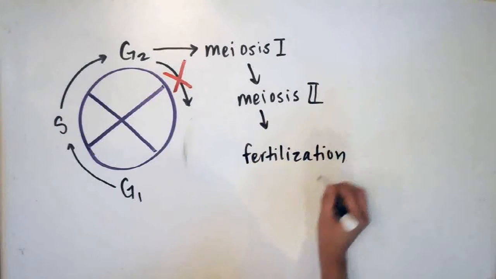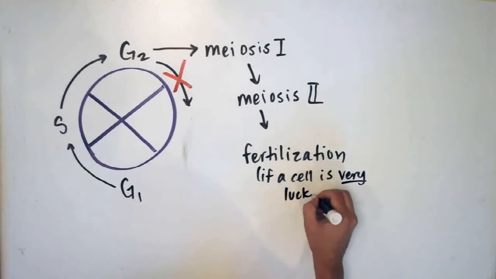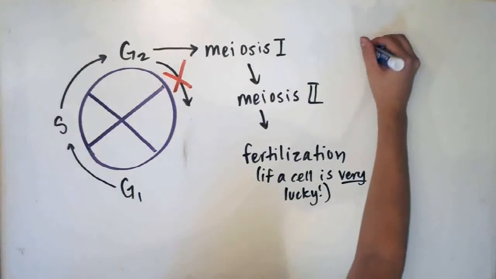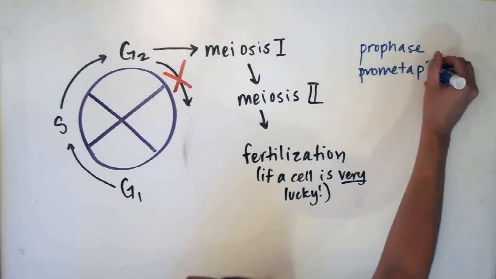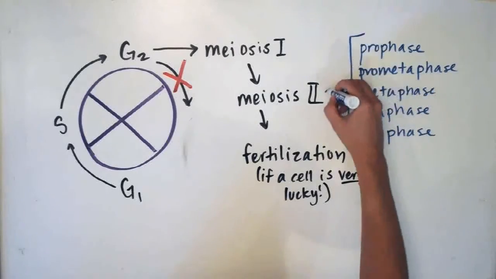The cells, or gametes produced by meiosis, can go on to fertilization, if very, very lucky. The stages of meiosis I and II are the same as mitosis and include prophase, prometaphase, metaphase, anaphase, and telophase.